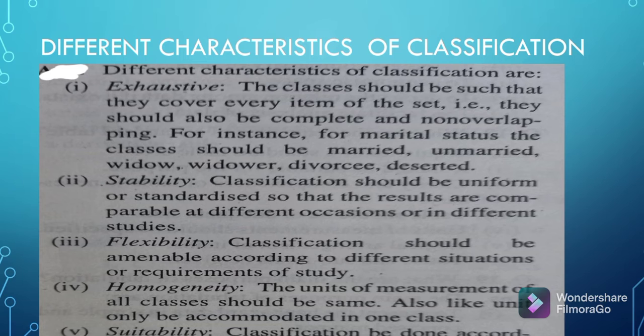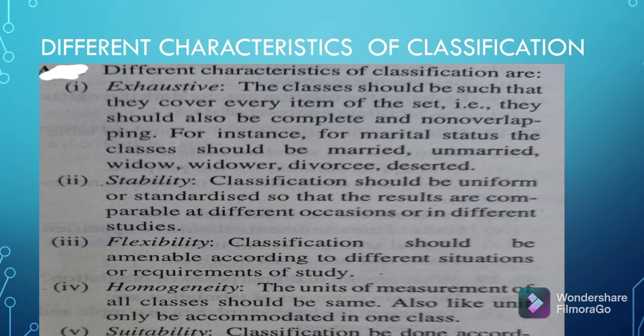Stability. Classification should be uniform or standardized so that the results are comparable on different occasions or in different studies. Flexibility. Classification should be amenable according to different situations or requirements of the study. Homogeneity. The units of measurement of the classes should be the same. Also, like units should be accommodated in one class.